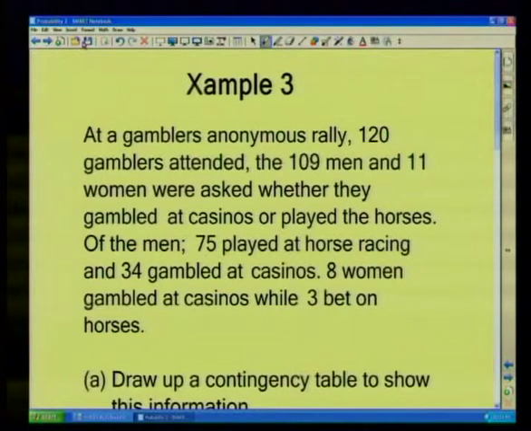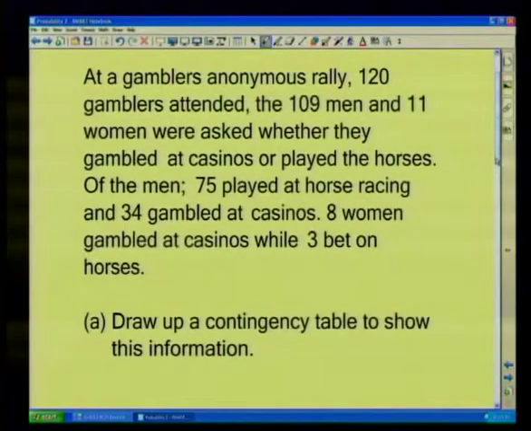At a Gamblers Anonymous rally, 120 gamblers attended. 109 men and 11 women were asked whether they gambled at casinos or played the horses. Of the men, 75 played at horse racing, and 34 gambled at casinos. 8 women gambled at casinos, while 3 bet on horses. Right, now we need to look at all of this information. There's a lot of information there, and we need to focus on what information we can use.